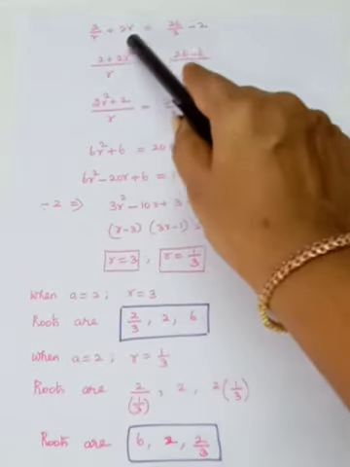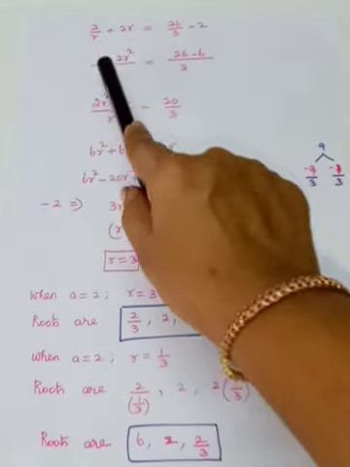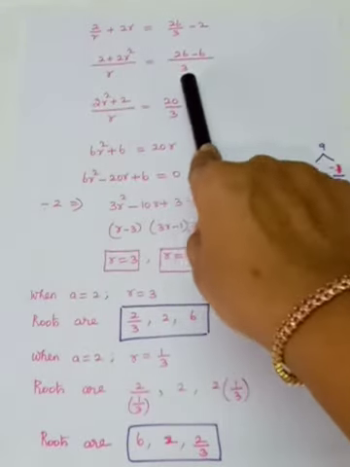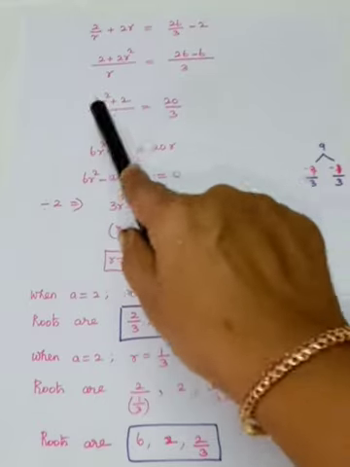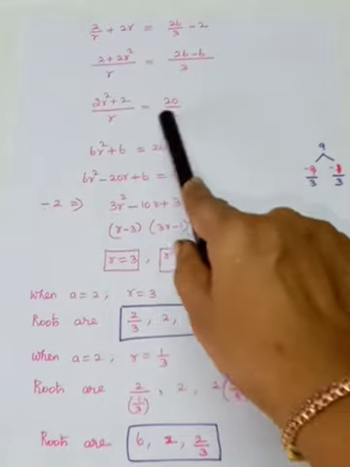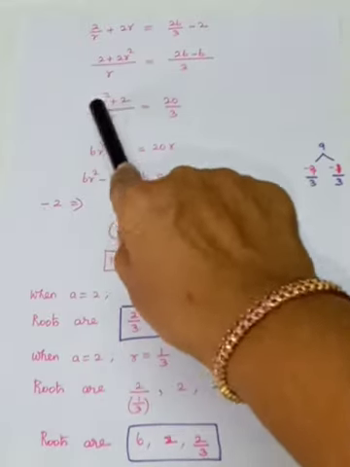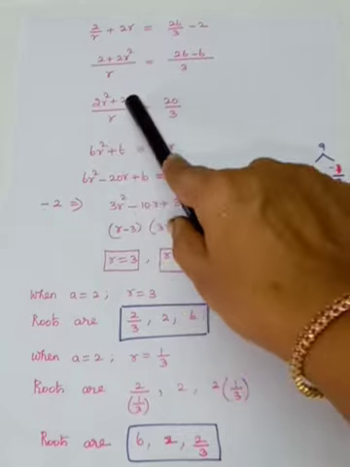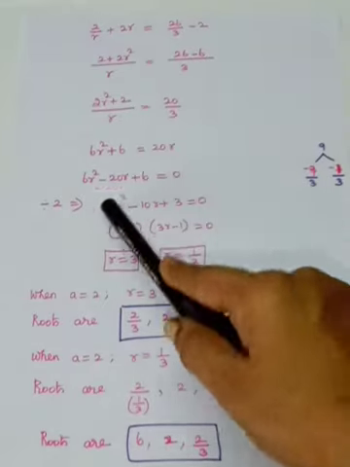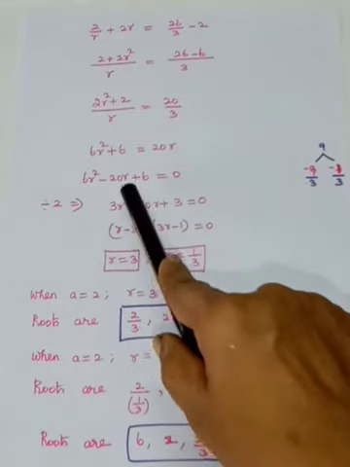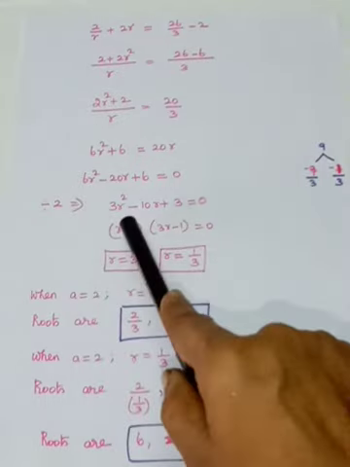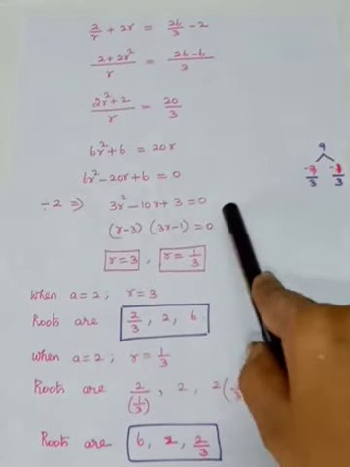If you take the LCM on the left side, r is the LCM. So 2 plus 2r squared, and on the right side the LCM is 3. So 26 minus 6, so you are getting (2r squared plus 2) by r is equal to 20 by 3. Cross multiply. So it is 2r squared into 3 is 6r squared plus 2 threes are 6, is equal to 20 into r. So arrange it as a quadratic equation: 6r squared minus 20r plus 6 is equal to 0, divided by 2 throughout. So 3r squared minus 10r plus 3 is equal to 0.